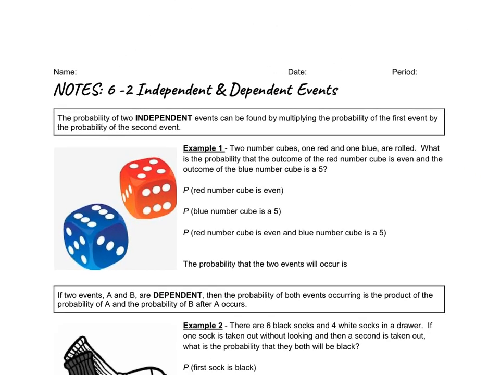So some of this we've already done in class, but I just want to give you guys a reminder in case you need it while you're working on the homework section. So for example 1, it says 2 number cubes, 1 red and 1 blue, are rolled. What is the probability that the outcome of the red number cube is even and the outcome of the blue number cube is 5? What we're going to do is break this up into 3 separate sections.